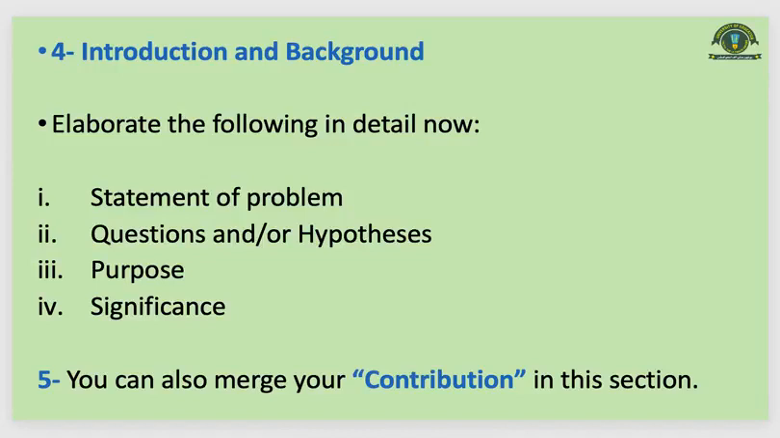Next component is writing the introduction and background in a research proposal. So introduction would be the introduction of what you're trying to do, what your topic is, and why you want to undertake that particular research, and what's the background. You need to elaborate the following in your introduction section: the statement of the problem, what exactly is the problem that you're trying to address, and what are the research questions, or what are your hypotheses, and then what is the purpose of this research and what is the significance of this research.